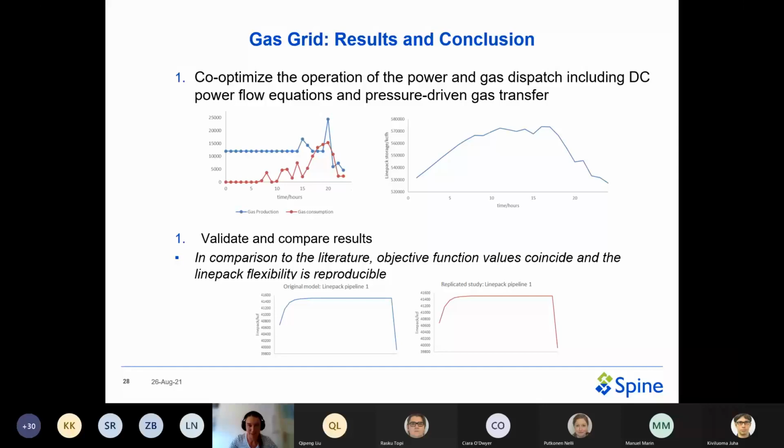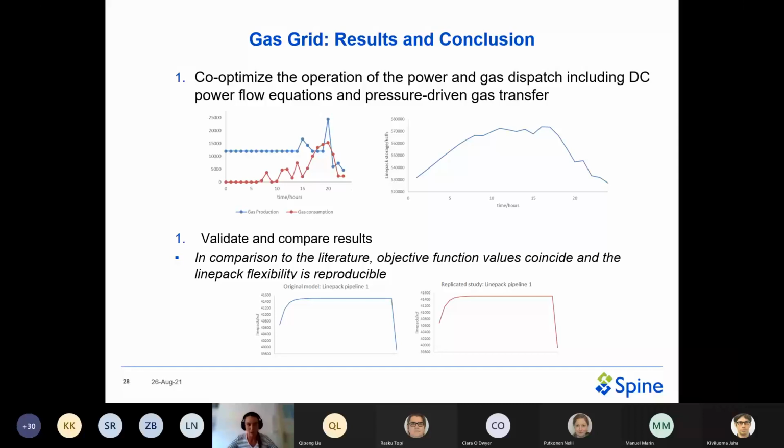Perfect. So what was the outcome from this particular gas study? Well, I brought some small results, but more a conclusion. The conclusion of this case study is basically great. We can model this technical detail of SpineOpt. That should be the takeaway from this case study. And what we wanted to do is co-optimize the operation of the power and gas dispatch, including DC power flow equations and pressure-driven gas transfer. Did we manage to do that?